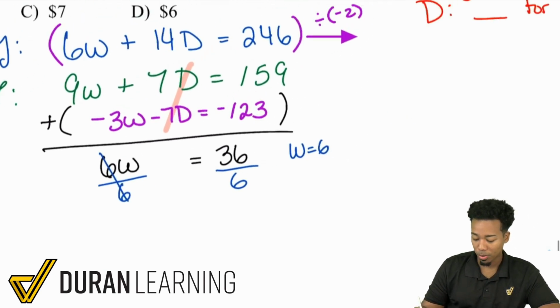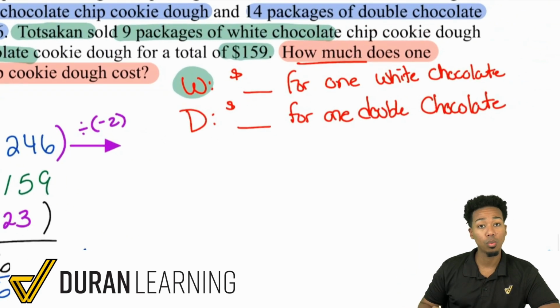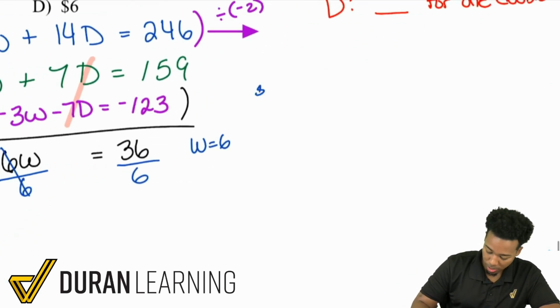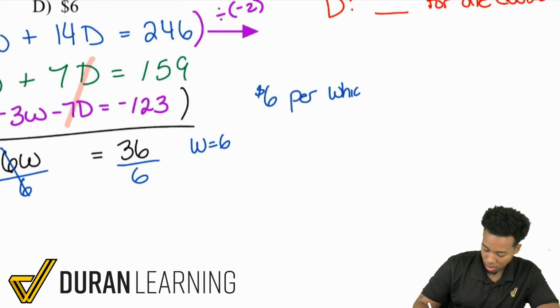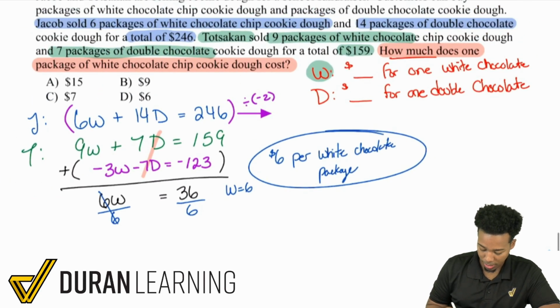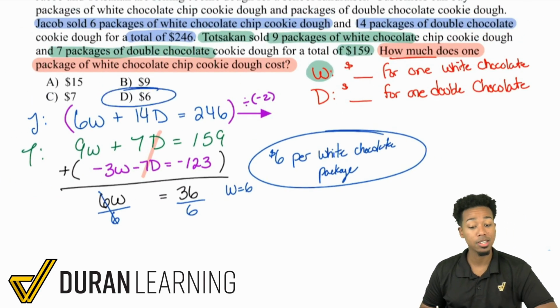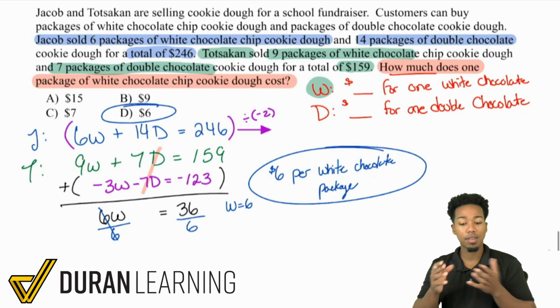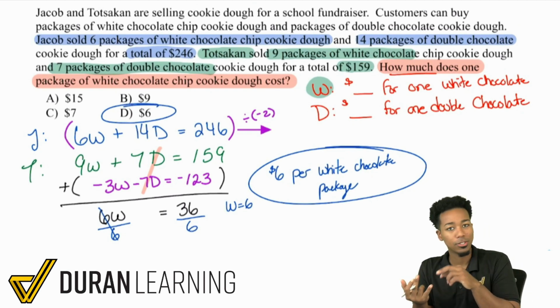And remember, what W represents is the cost for one white chocolate chip package. So that means that it's $6 per white chocolate package. Right over here, let me go ahead and fix that. There we go. Booyah. And so we have our answer. It's $6 per package. That is D, and we're done. And so again, my math party people, setting it up is just as important as solving. We need to know how to set it up.